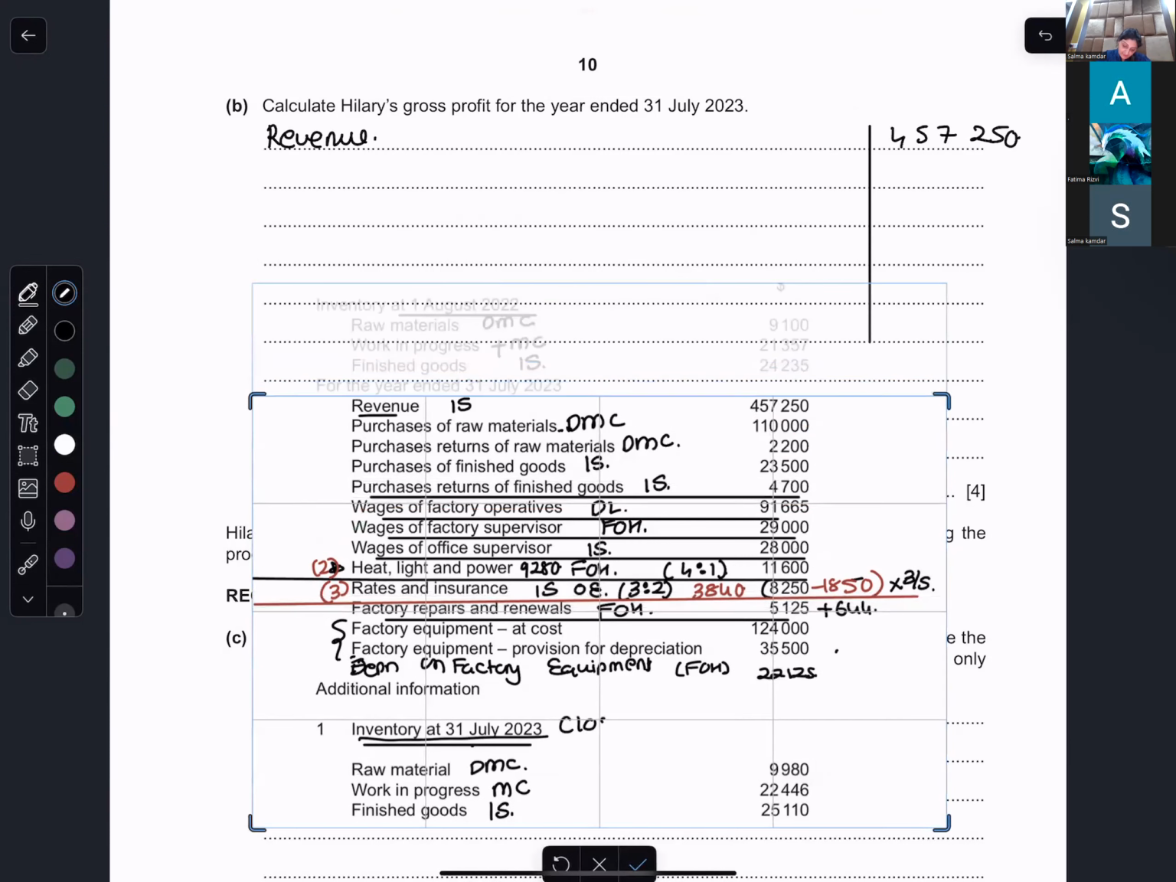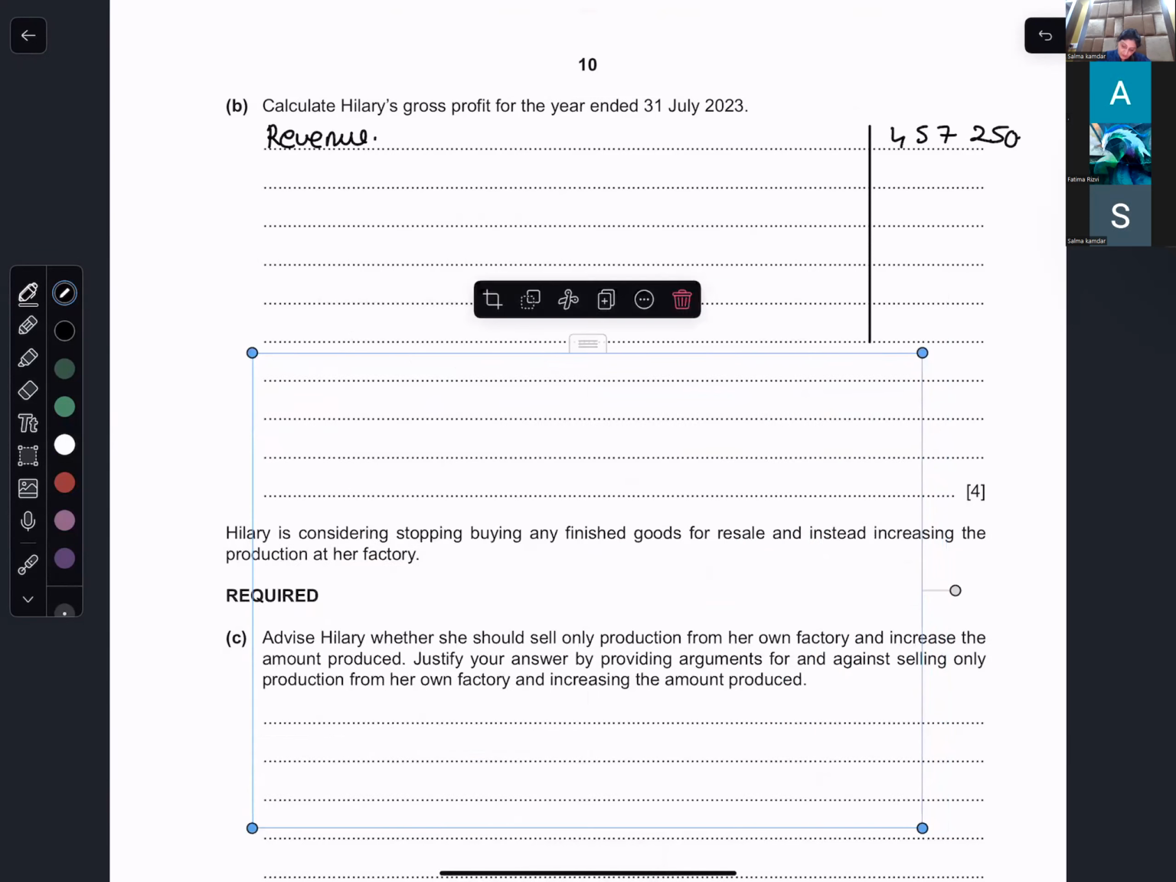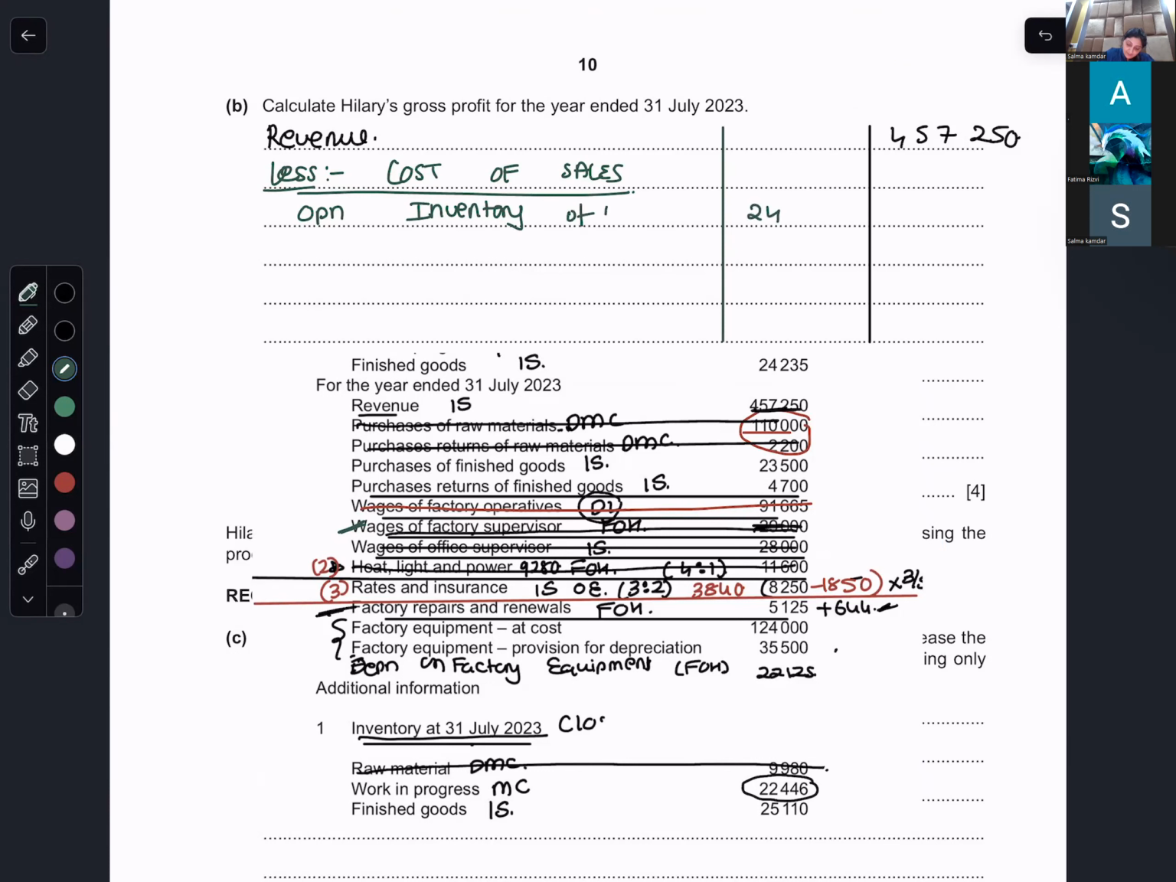So let's see. We are done with this revenue, purchase, purchase return. But we have opening inventory of finished goods, we need it for cost of sales, right? Revenue less cost of sales. How do you get cost of sales? Opening inventory of finished goods plus purchases minus closing inventory of finished goods. We have opening inventory of finished goods. How much? 24,235.